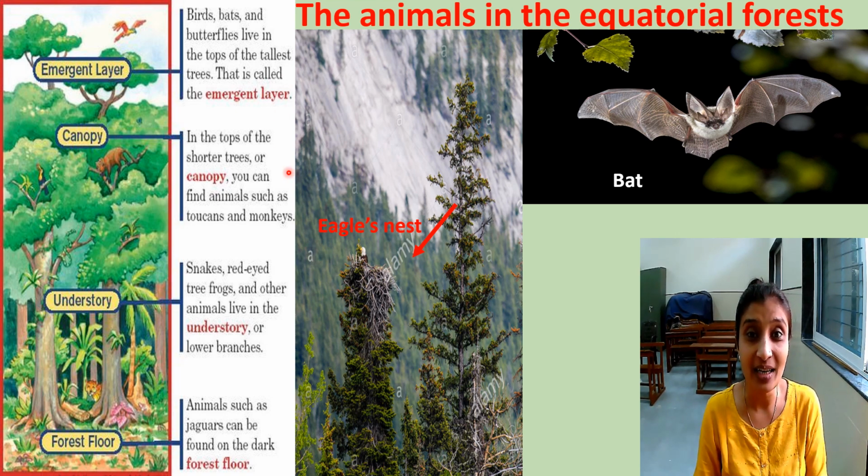Look at the picture children. Bats and eagles live in the tops of the tallest tree, that is in the emergent layer. Look at this picture children. This is the nest of an eagle. This is a bat. So, eagles lay their eggs on the top of the tallest tree. And these animals make their nest and live in the emergent layer.